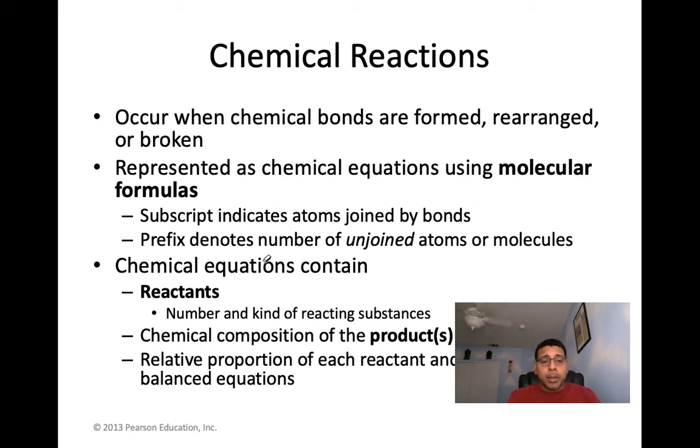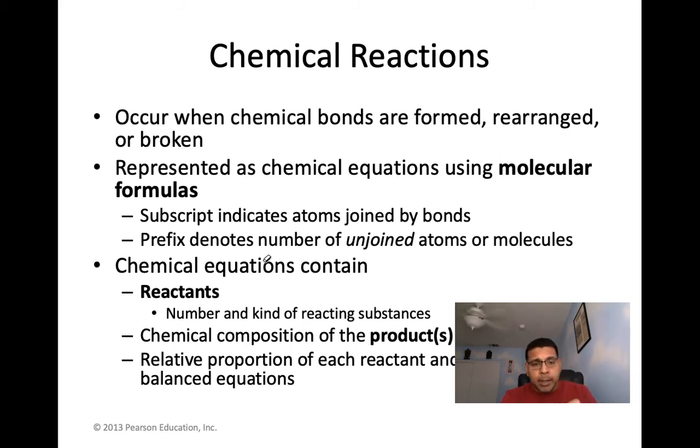A chemical equation will contain in it reactants, products, and the proportion of each reactant and product. So when we talk reactants, reactants are the number and kinds of reacting substances. Products are molecules formed from combining the reactants. And then third, we said the proportion of each reactant and product as well.